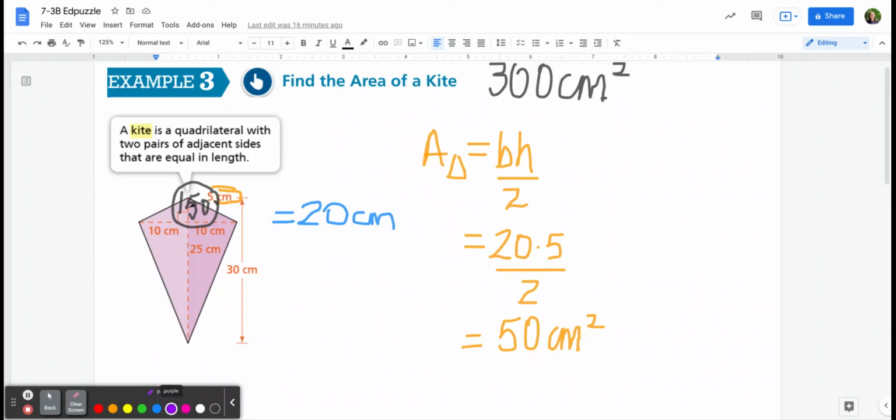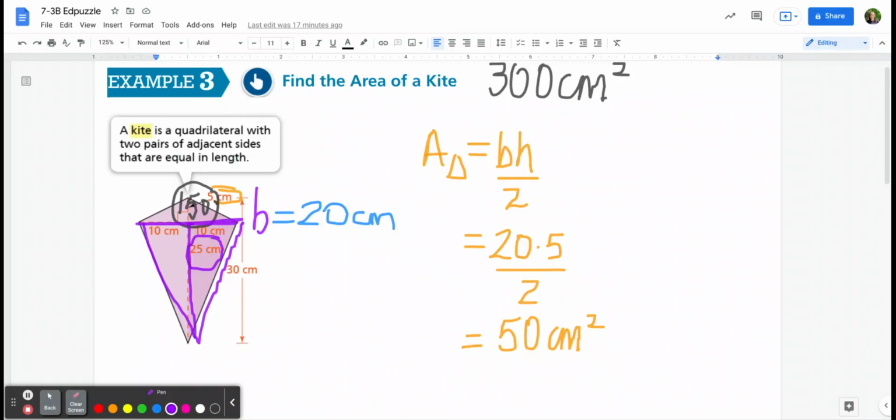Let's make it purple. So what is the base of this bottom triangle? The base is still going to be 20. And what is the height of the bottom triangle? Now this is a little different because we're just measuring from the base down. So the height is going to be 25.